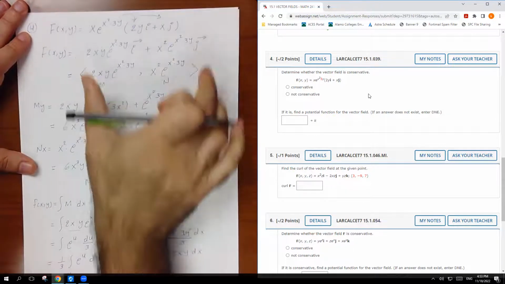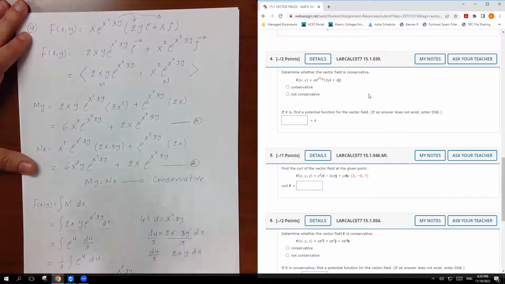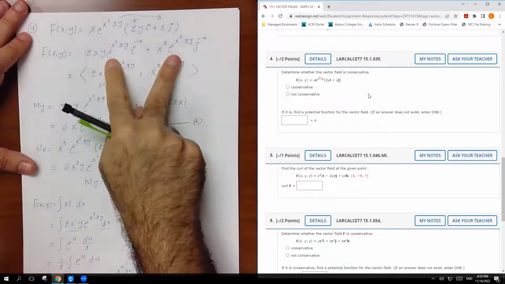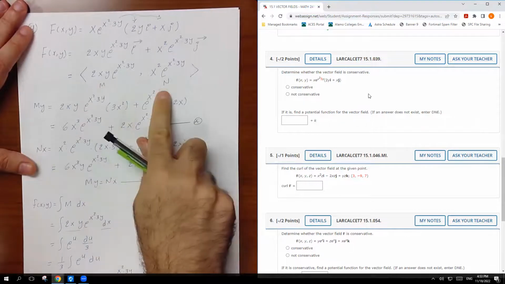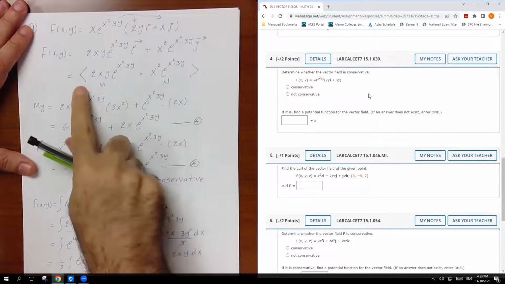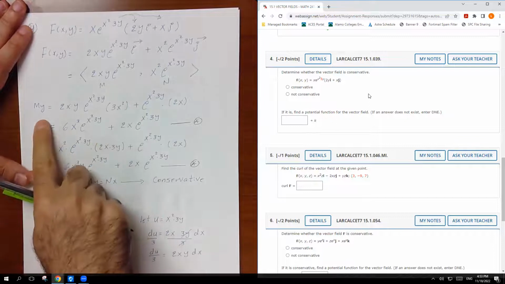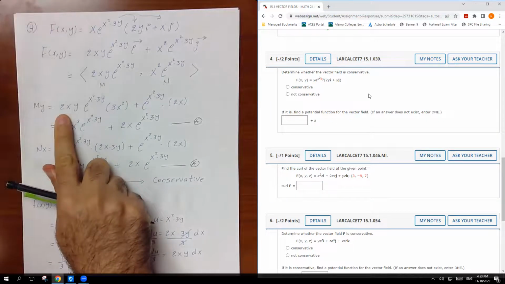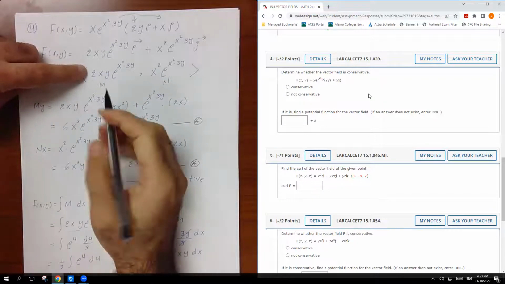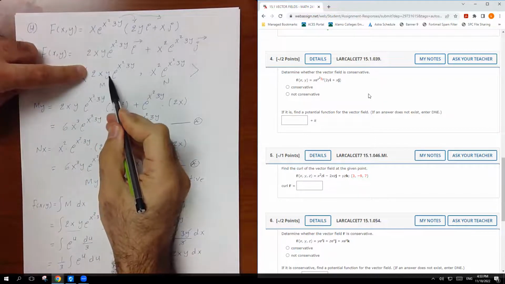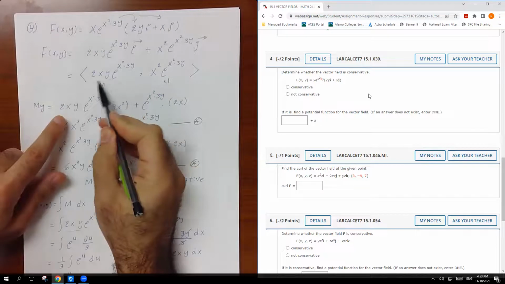I always convert this one to component form. It's easier to work with. If you want to keep it with the i and j, it's fine. So here's the component form. This is M and this is N. Let's find M_y, which is the derivative with respect to y. So it's going to be 2xy. The first one is the product rule here.